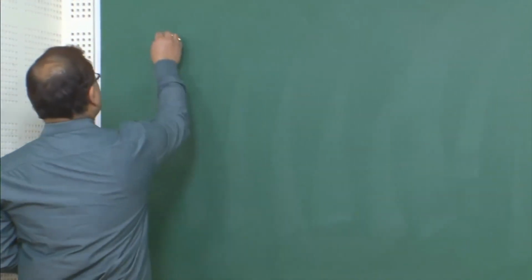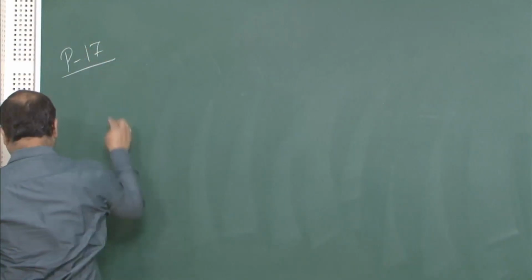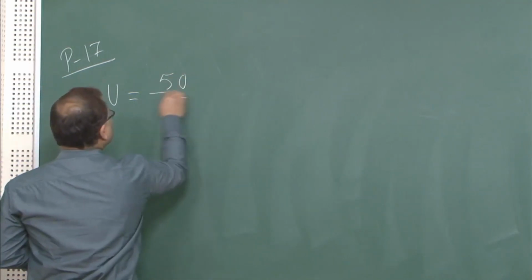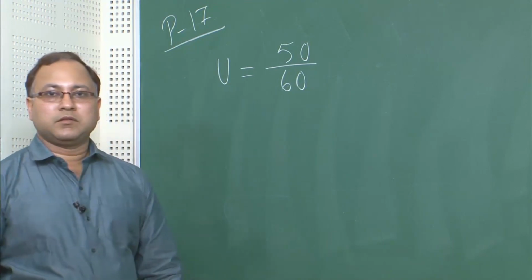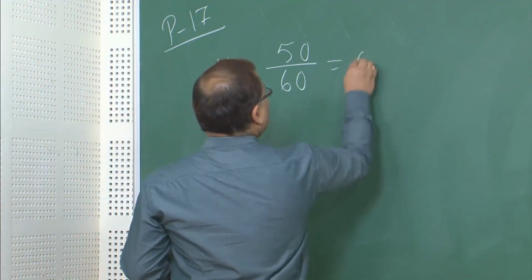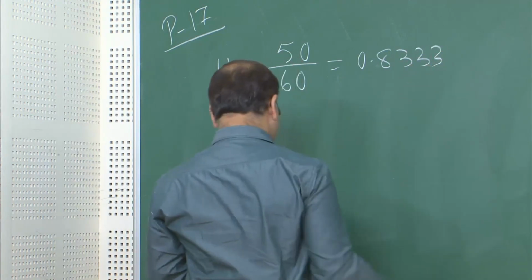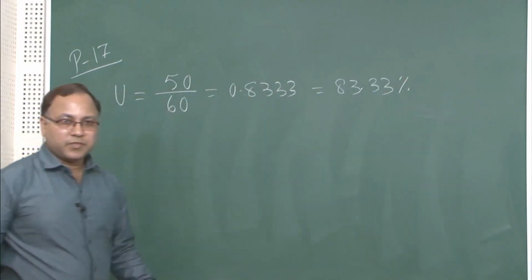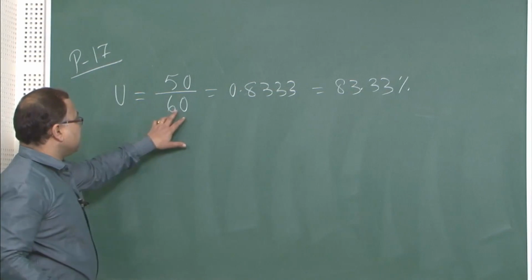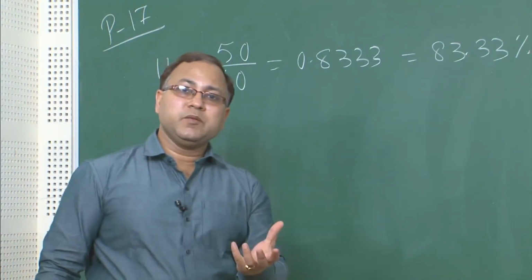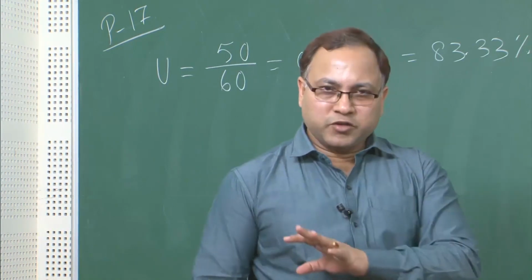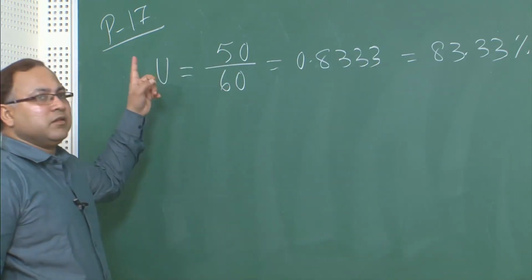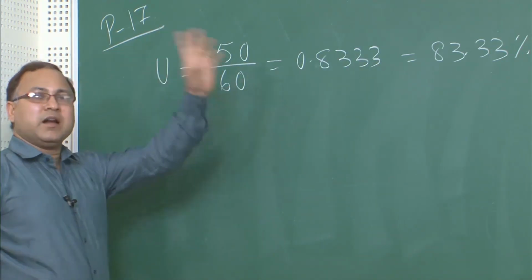So, problem 17. Your degree of consolidation for 50 centimeter settlement is nothing but 50 by 60, right, which is nothing but 0.833, which is nothing but 83.33%. Very simple, right, because your 60 centimeter settlement is your final settlement. Final settlement means when you get 100% degree of consolidation, then only you can say this is my final settlement. So, 60 centimeter is the final settlement at U equal to 100%.